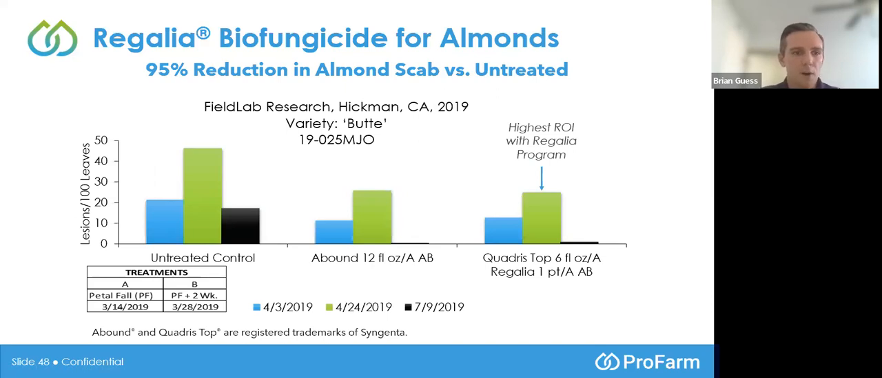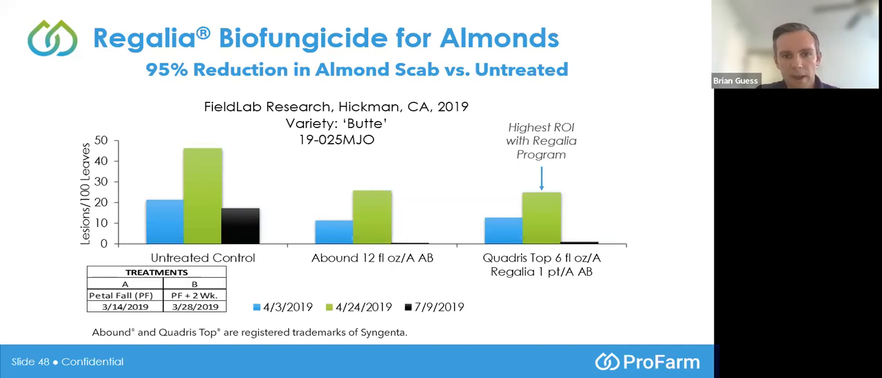And on the y-axis, the far left of the screen, we had lesions per 100 leaves as the measurement, and then we took 3 sampling times, the blue column being the first sampling, green being the second, and black being the final 3rd sample. And looking at the untreated control, you can see the disease is present in the field.